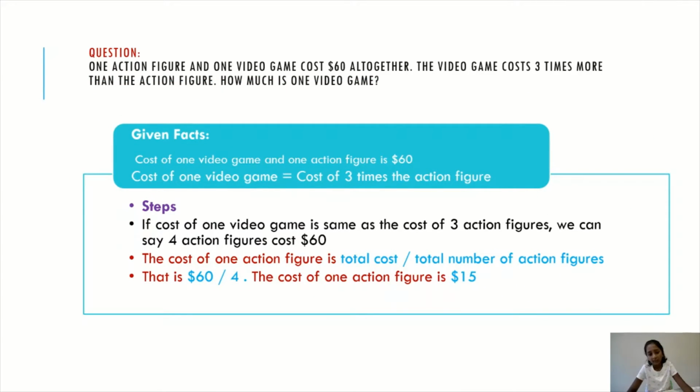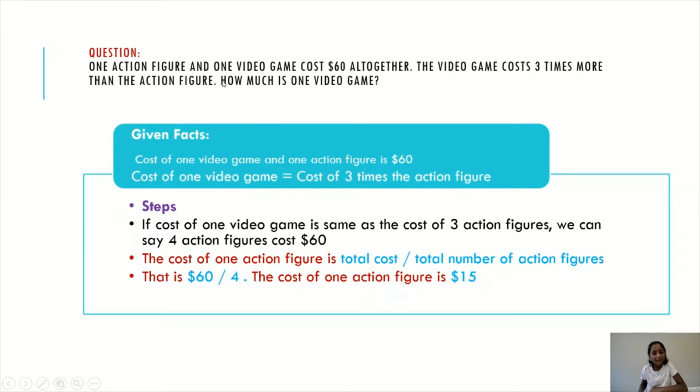Here are our given facts. The cost of one video game and one action figure is $60. We know that because that's what it says right here. And the cost of one video game equals the cost of 3 times the action figure. So, the video game costs 3 times the action figure because that's what it says right here. The video game costs 3 times more than the action figure.